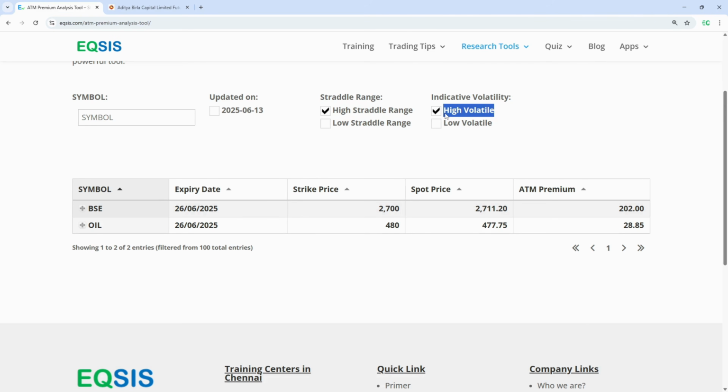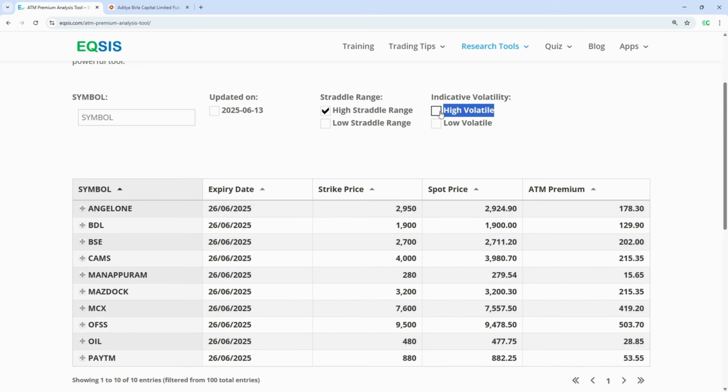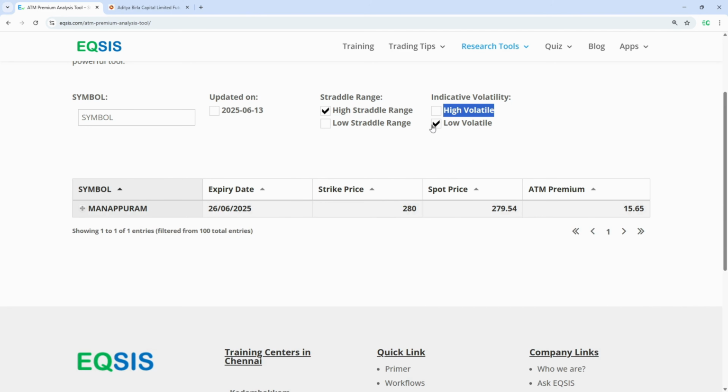By any chance, if you want to know the stock which has a low volatility expectation, better click on this combination. It means Manappuram is having a good premium, but it is expected to have a low volatility going forward. Maybe it is good for option sellers.